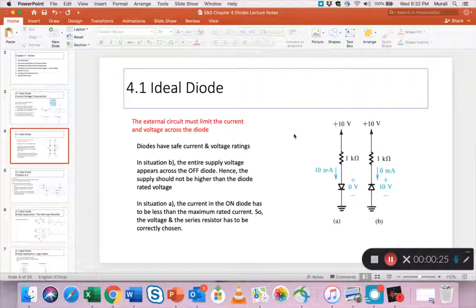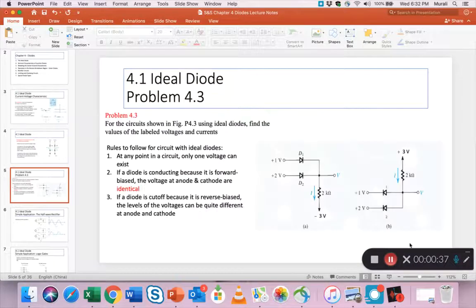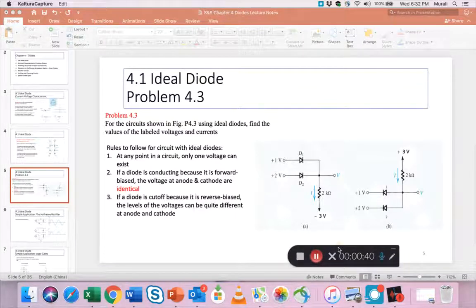So you remember seeing this ideal diode slide where I talked about how the external circuit must be carefully designed so as not to damage the diode. So after this, I'm on slide 5. I have a problem from the back of the chapter that we will look at together.